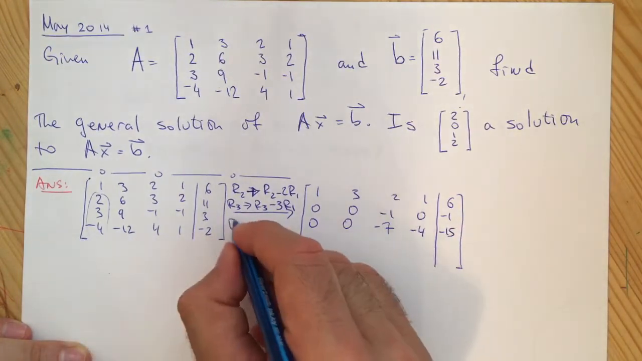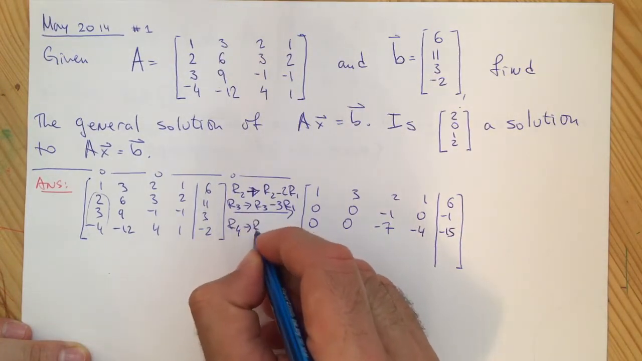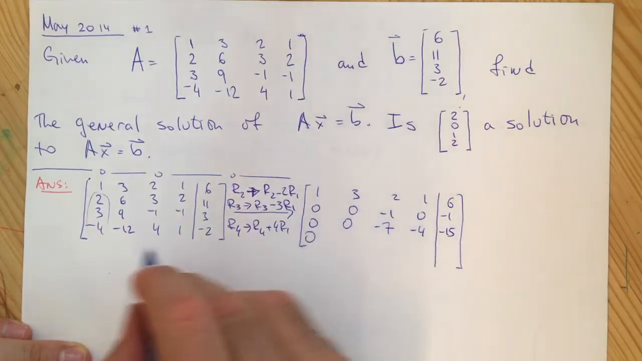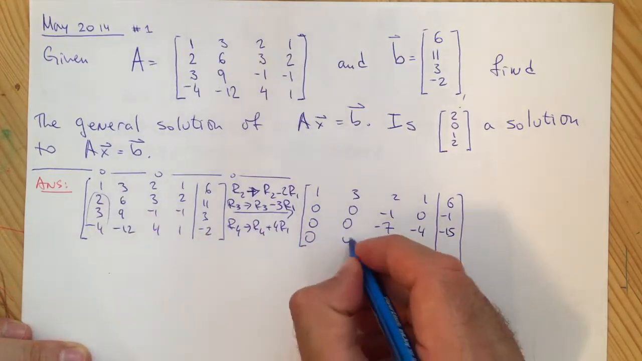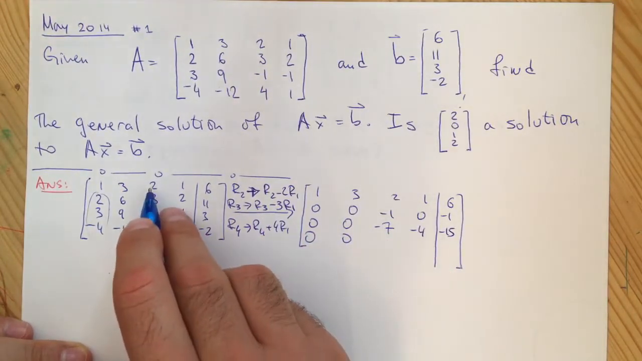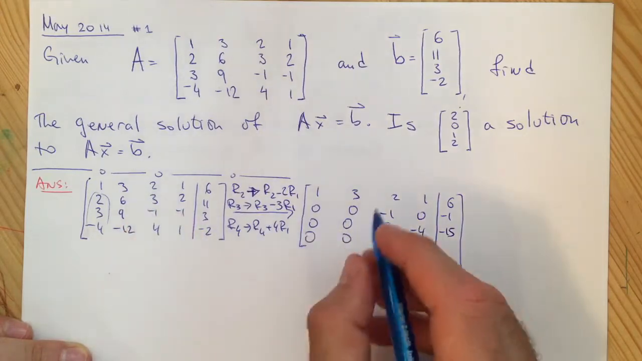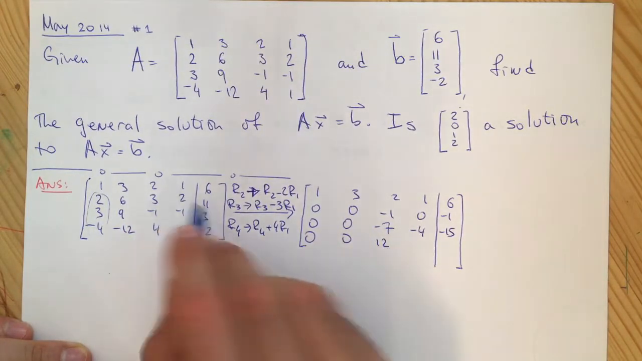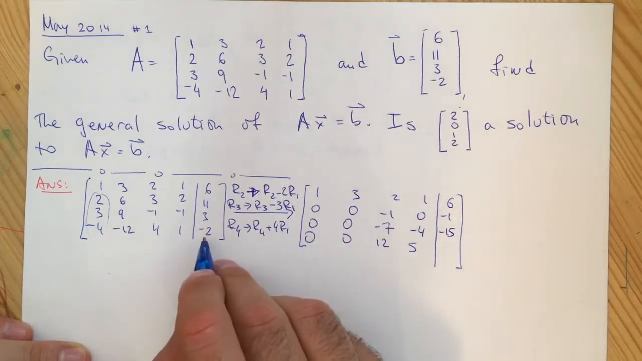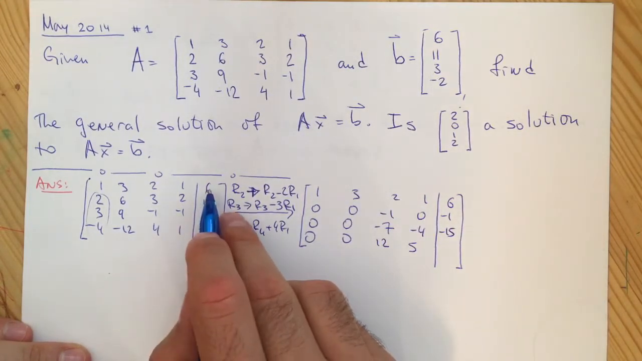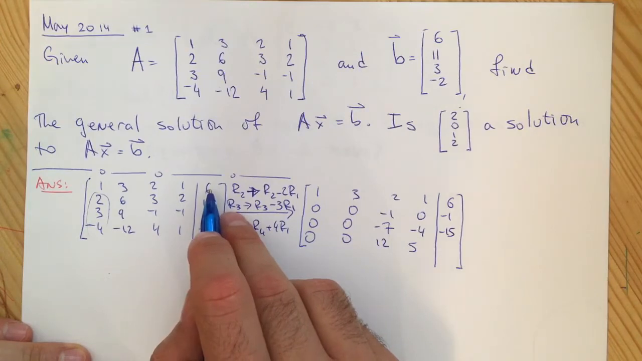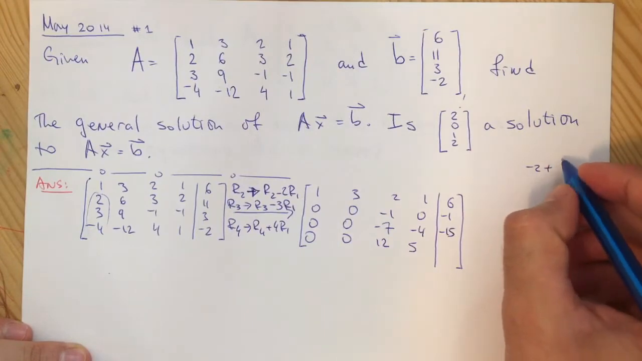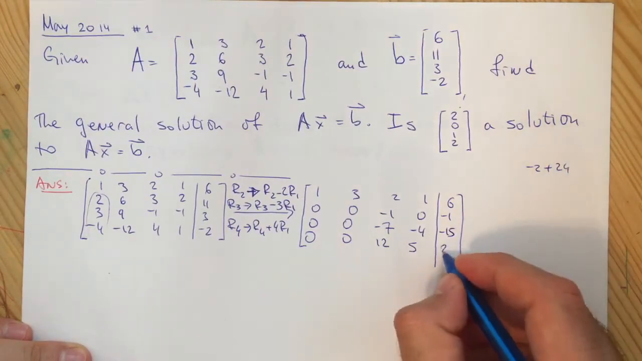And finally, the last one, row 4, becomes row 4 plus 4 times row 1. Negative 4 plus 4 is 0. Negative 12 plus 12 is 0. 4 plus 4 times 2 is 8, that's 12. 1 plus 4 is 5. And the negative 2 plus, how much is this? 4 times 6 is 24, so negative 2 plus 24 is positive 22.